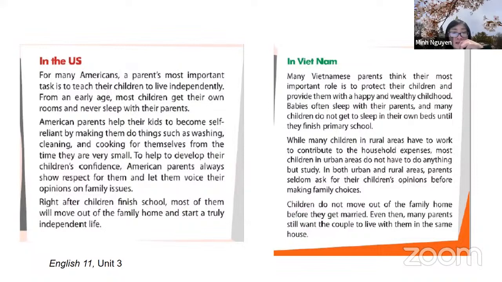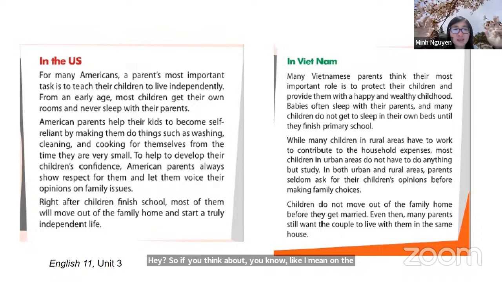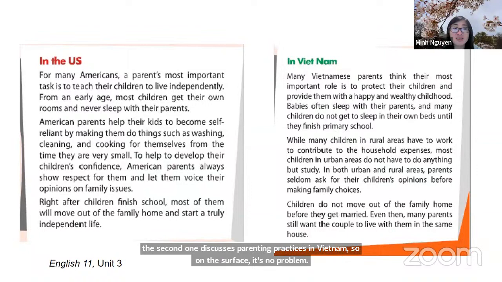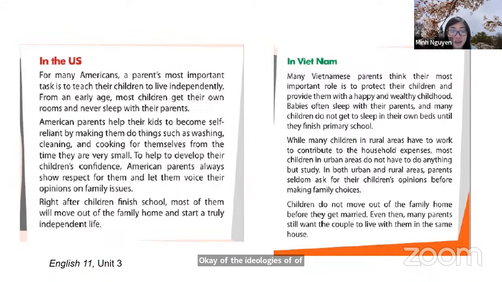Done? All right? Or do you need a bit more time? Okay, so if you think about it, on the surface, the two texts look kind of innocent, right? So the first text discusses parenting practices in the USA, and the second one discusses parenting practices in Vietnam. So on the surface, there's no problem, but if you do an in-depth analysis of the ideologies behind the text, then you can see there are some problems, all right?